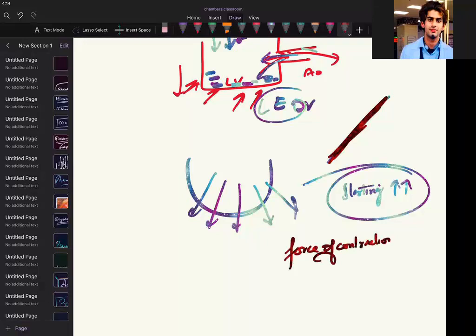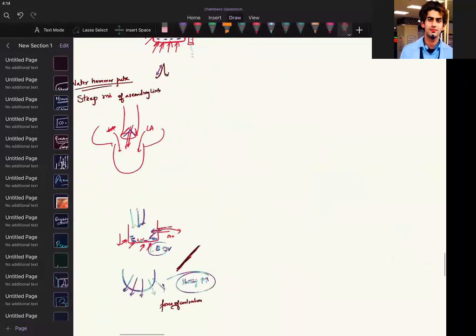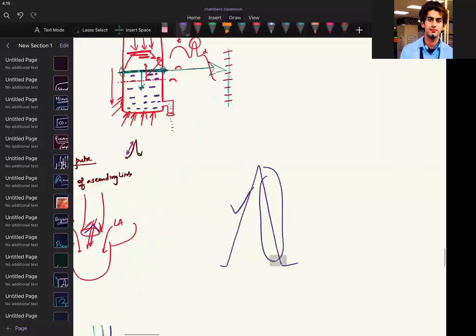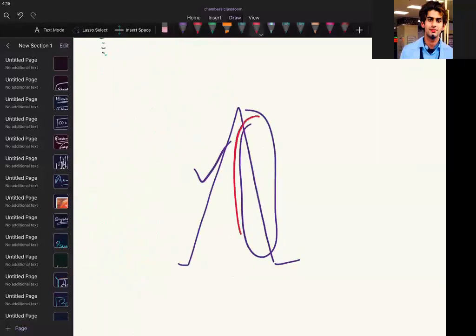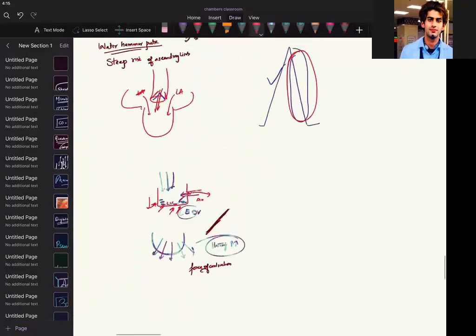That force of contraction is actually making us steep. If I talk about this descending limb, okay? You made a graph like this, sir. Then you made a graph like this. So I talked about this. Now I'm talking about this. Now guys, I'm talking about the descending limb of this water hammer pulse.